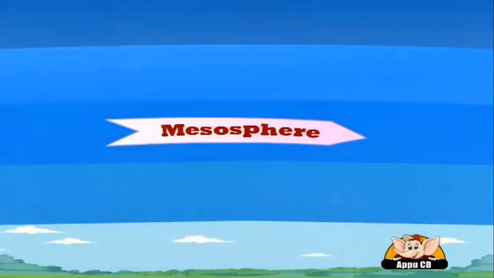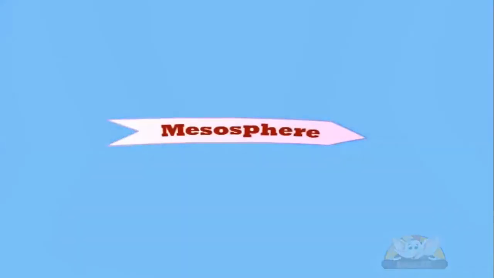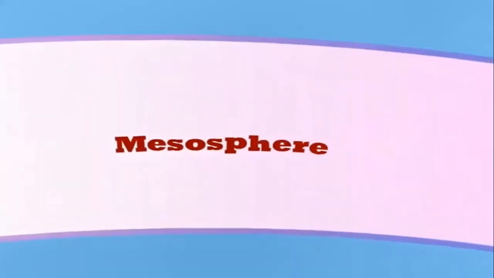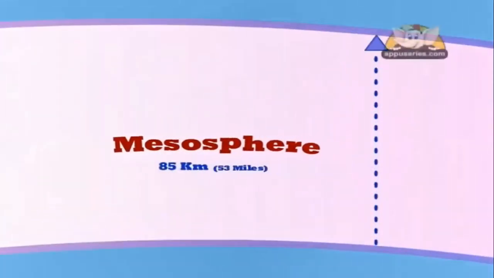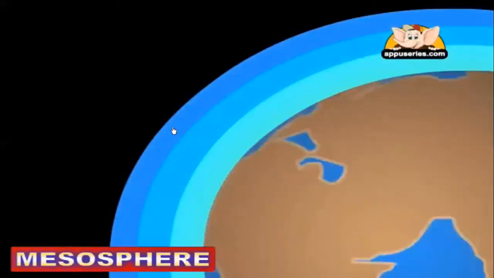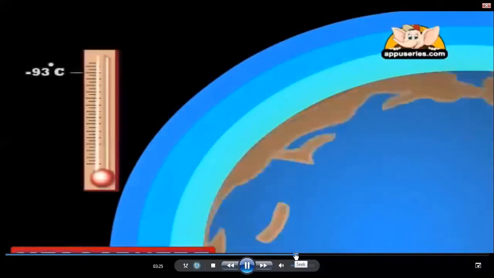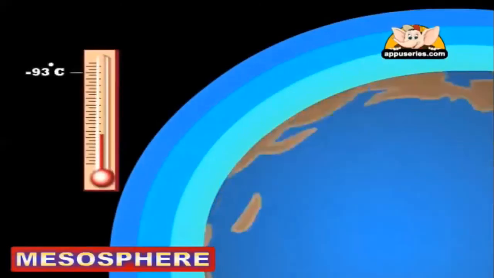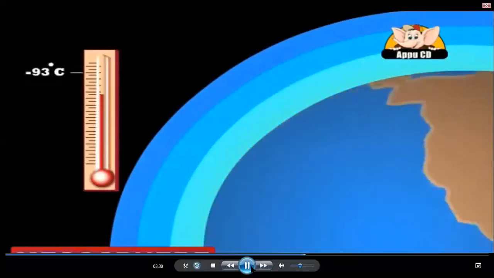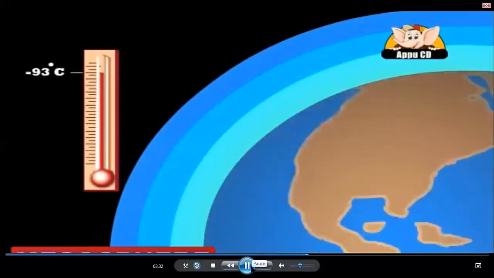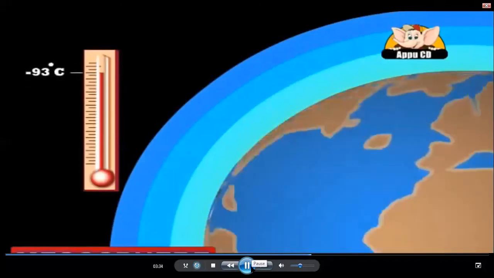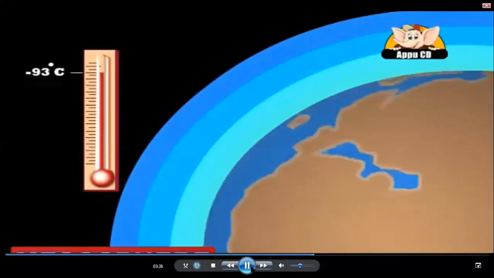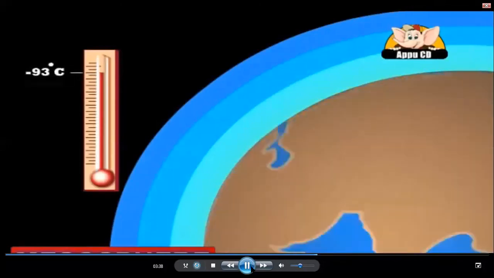The mesosphere starts just above the stratosphere and extends to 85 kilometers, which is 53 miles high. In this region, the temperatures again fall as low as minus 93 degrees Celsius as you increase in altitude. The chemicals are in an excited state as they absorb energy from the sun.